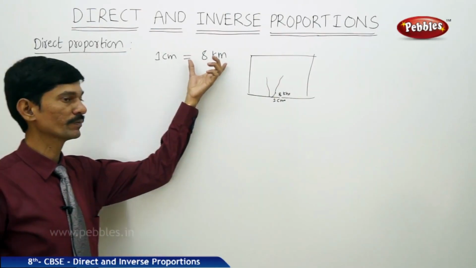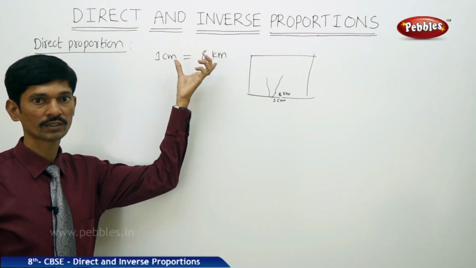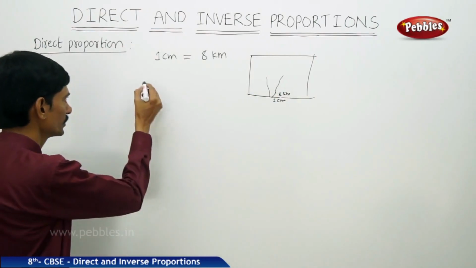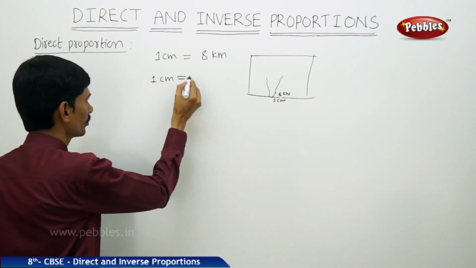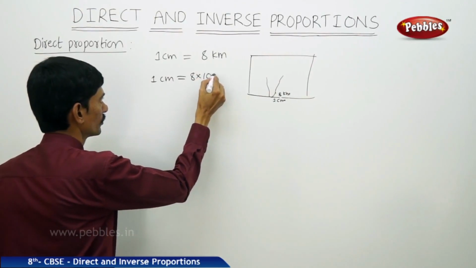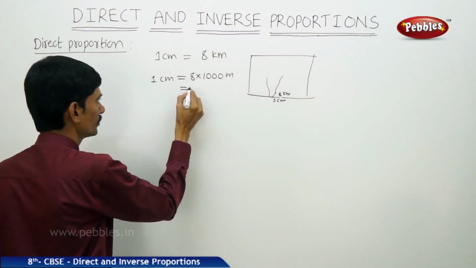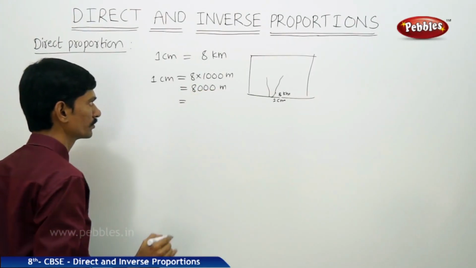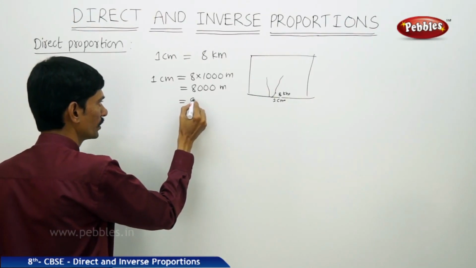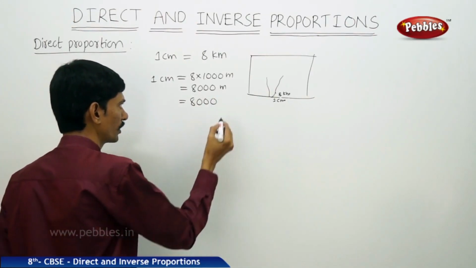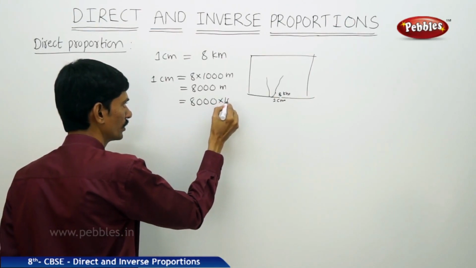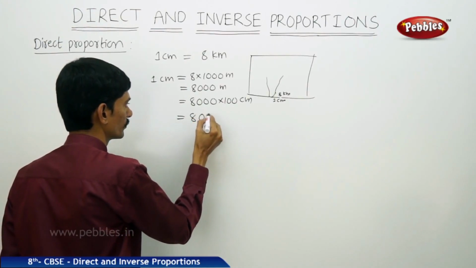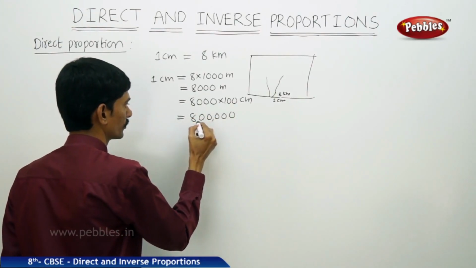So here 8 kilometers may be 10 kilometers or it may be 100 kilometers, but as per our convenience we are choosing the values. Now 1 centimeter equals 8 kilometers means 8 into 1000 meters. This equals 8000 meters, and we can convert meters into centimeters, so again 8000. So 1 meter equals 100 centimeters. So this equals into 100 centimeters. Here 8 ones are 8. So this is 8 lakh.